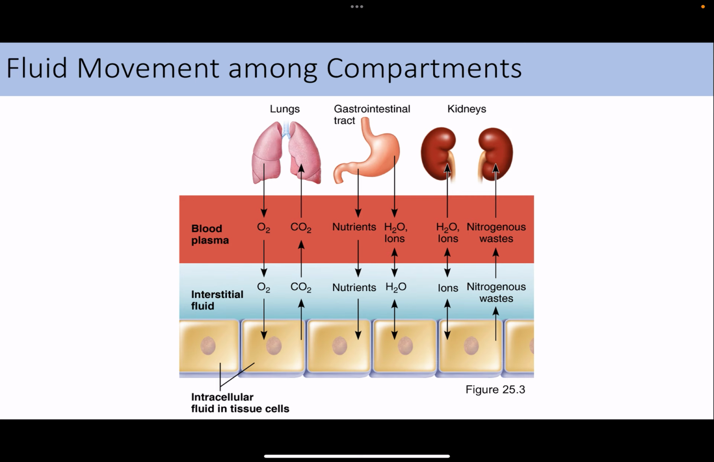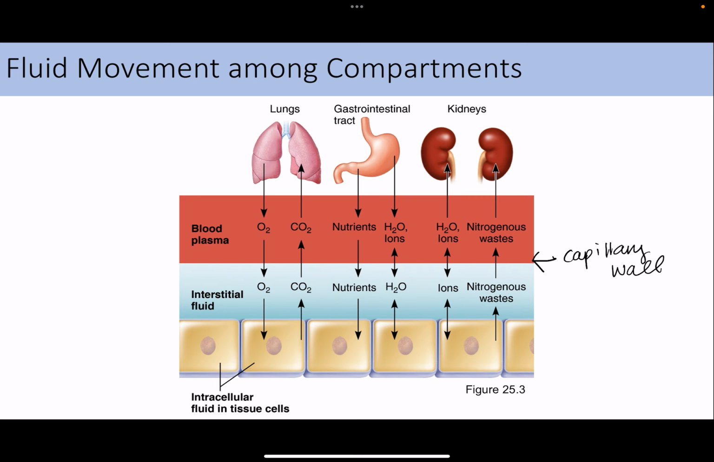Okay. Just a review, what is the barrier between the blood plasma and the interstitial fluid? It's not a plasma membrane. What is the wall that separates the blood from the interstitial fluid? Capillary wall. You want to say capillary because it really is at the capillary where things are being exchanged. It's not at arteries, it's not at veins, it's at capillaries where exchange happens.